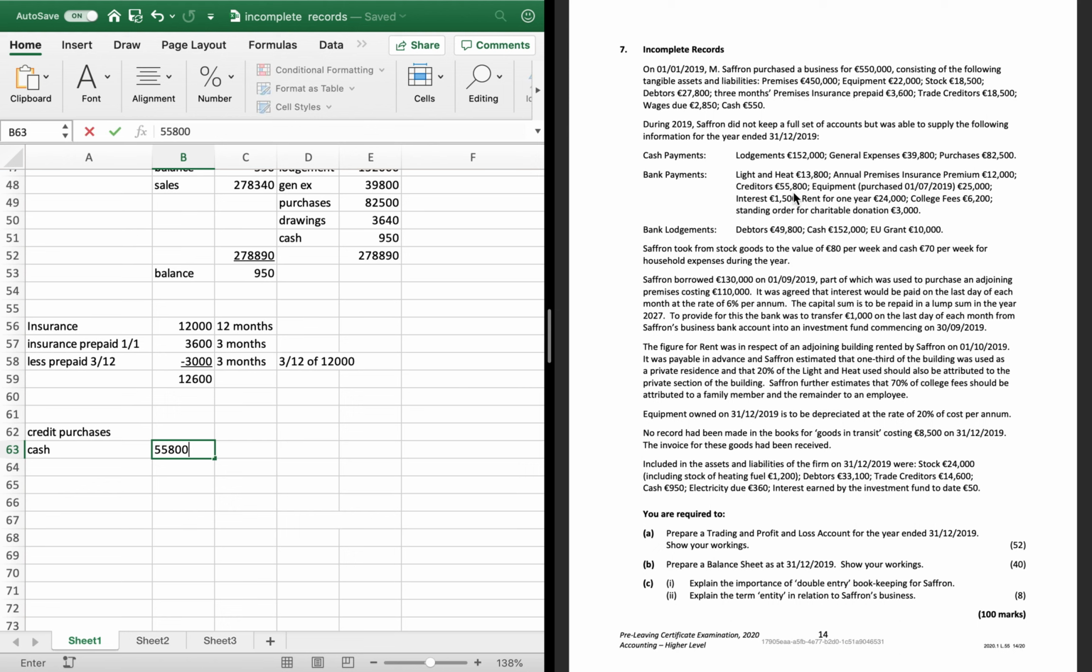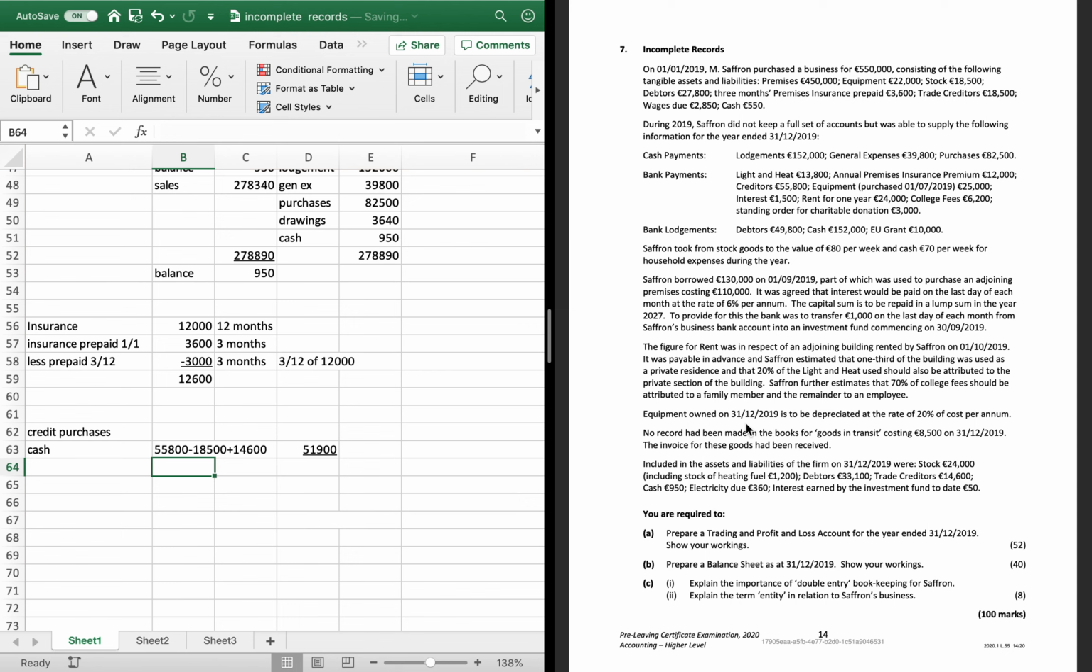So it's 55,800. However, we owed money at the start of the year. So 18.5 of that is for last year. So we take it away. And then we will have credit purchases of 14.6 that we haven't paid for yet. So they should be included. So it's 55.8 minus 18.5 plus 14,600. Now, that is our creditors. Okay, except for one thing. And it's going to affect our creditors at the end of the year as well.